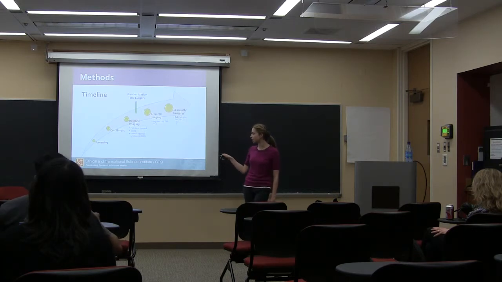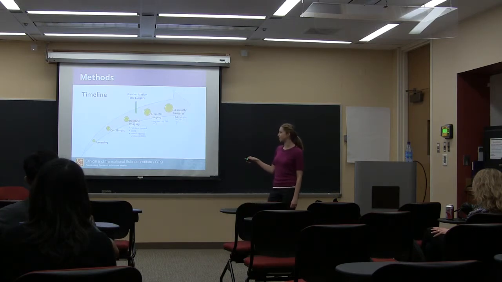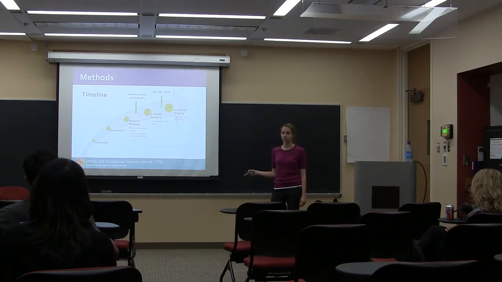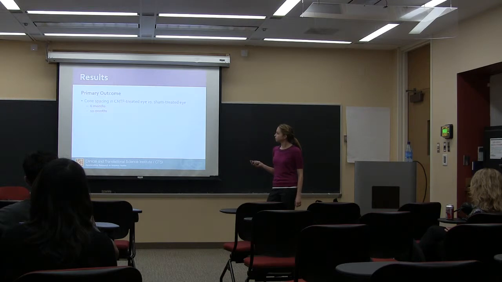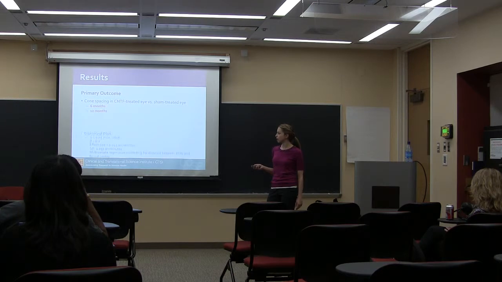So here's our timeline. I'm lucky because I'm coming in at a point where we're just finishing collecting the 12-month images for these subjects. So they've already received the implants, they had their baseline imaging, their 6-month imaging, and now we're finishing with 12-month imaging. The primary outcome that we're interested in is the cone spacing, which is not typically, as I said, a measure that's used in ophthalmology clinical trials.